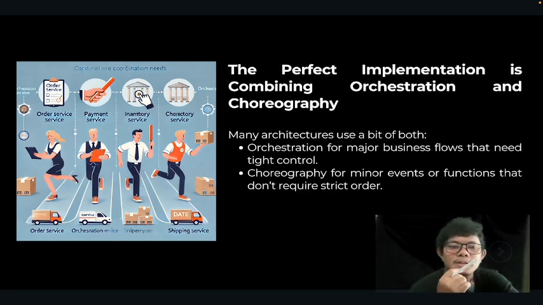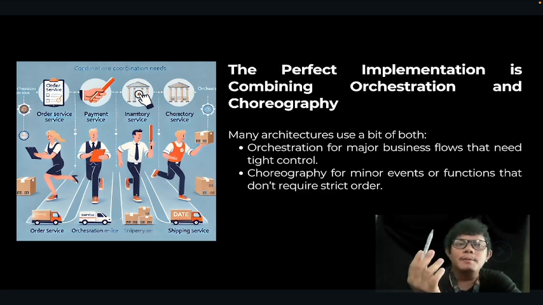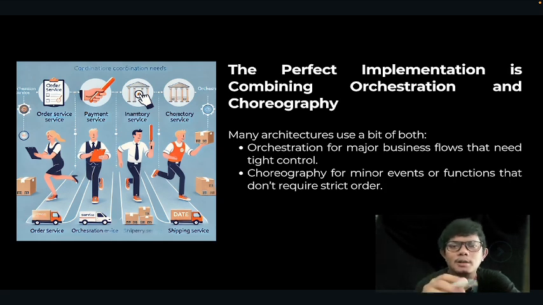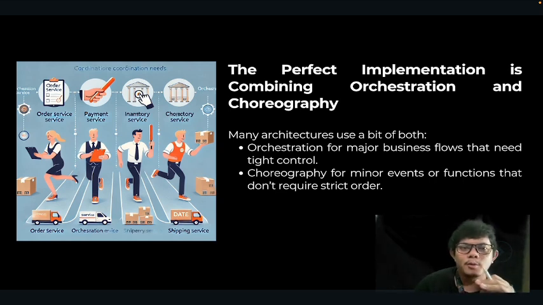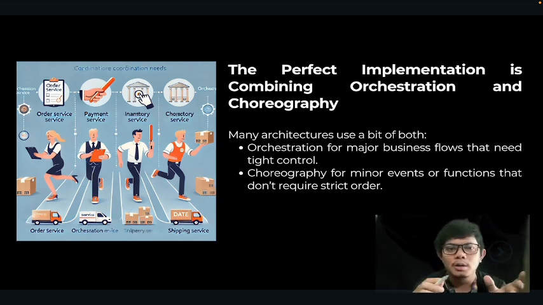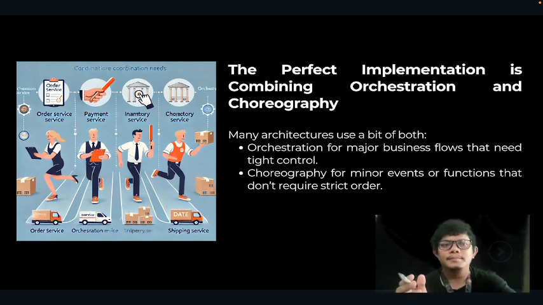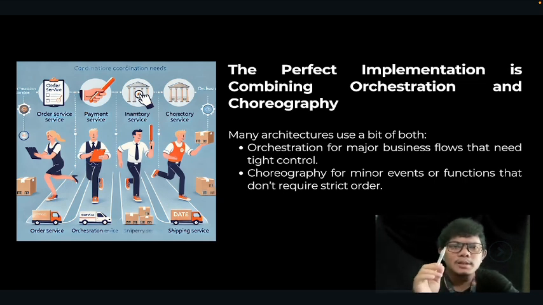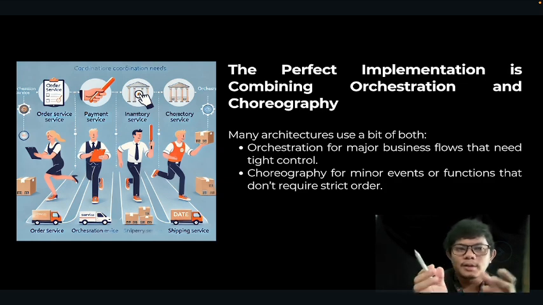The perfect implementation is combining the orchestration and choreography patterns. Many architectures use a bit of both. So orchestration is for major business flows that need tight control, and the choreography pattern is for minor events or functions that don't require a strict order. For a simple example, an orchestrator could handle the main order process, while other services listen in on events for extra features like adding insurance or sending notifications, and stuff like that.